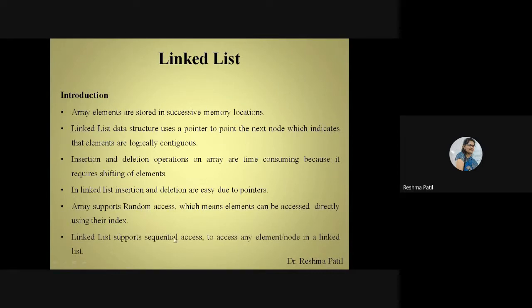Linked list supports sequential access. To access any element or node in a linked list, we have to reach that particular element sequentially. But in an array, random access is possible. Using the index, we can directly access the element.